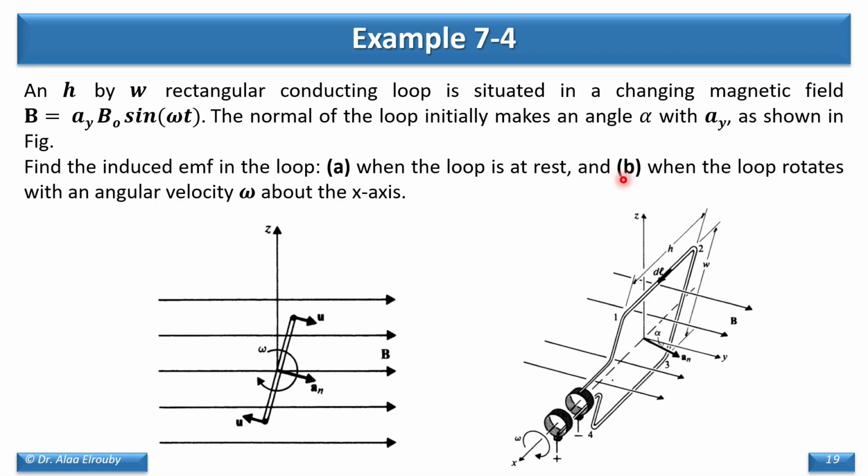First, when the loop is at rest. In the beginning, the loop is at rest, and we need to find the EMF. Then, when the loop starts to rotate with an angular velocity equal to omega, the same angular velocity as the magnetic field, and the rotation is around the x-axis. In this case, this is a_y.